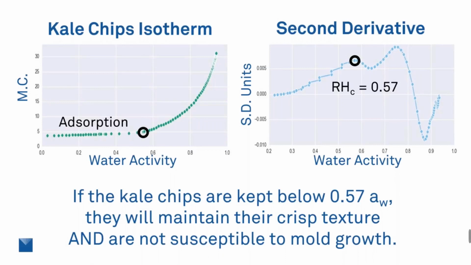Yeah, that's a great question. Basically, the second derivative is just a mathematical calculation that's evaluating that change in slope. And that's a really good point. With the first peak here at 0.57, you're starting to see the first changes in the sorption properties. So that's where we're going to focus, because after that, things are changing already. That's when they start to change, and they're going to continue to change. And so if we can keep our product below that 0.57, that's where it's going to be stable.